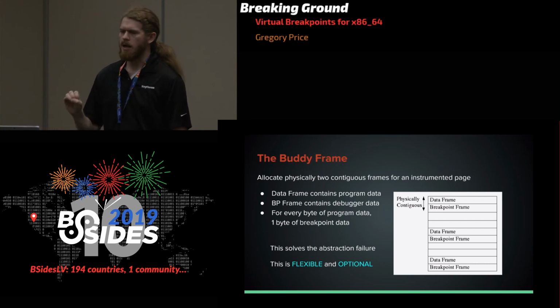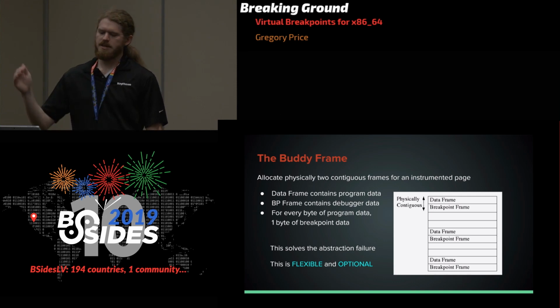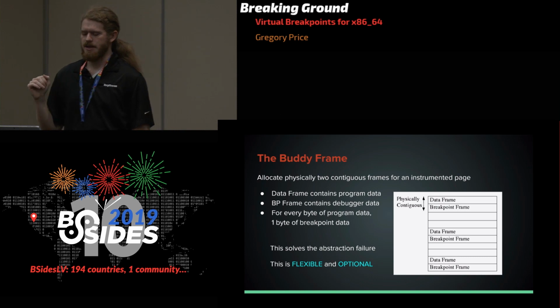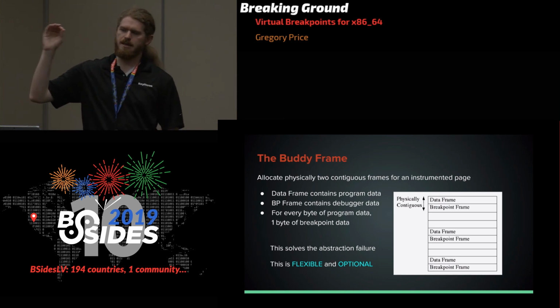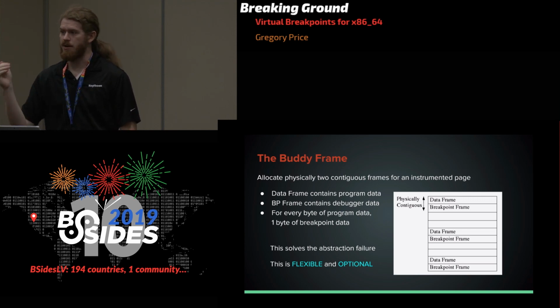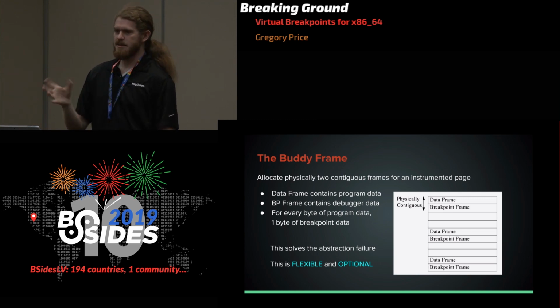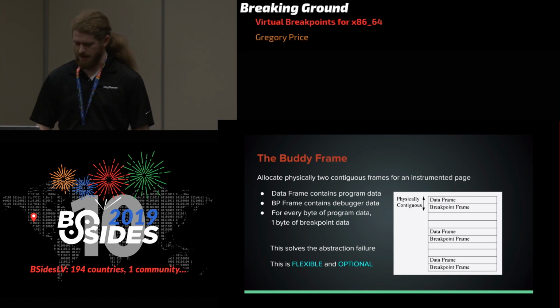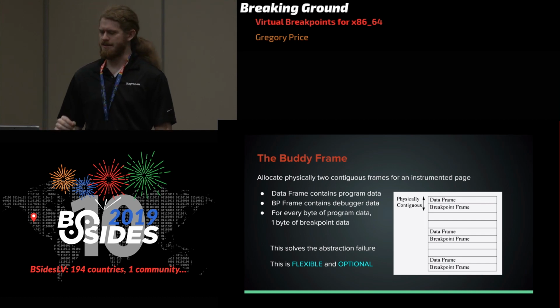But what are the actual contents of a breakpoint frame? Basically, our data frame is going to contain our program data, and then our breakpoint frame is going to contain, for every byte in the program data, 8 bits of configurable data. So byte for byte parity with program data. This seems like a lot of overhead, and we're going to go into that a little bit later, but it actually turns out to be no worse than existing systems.